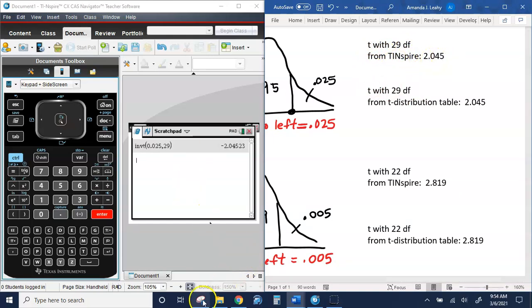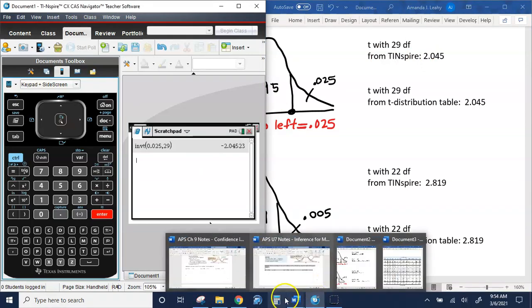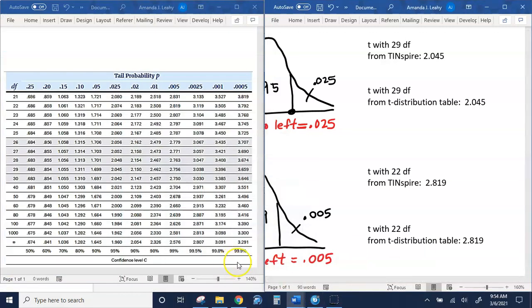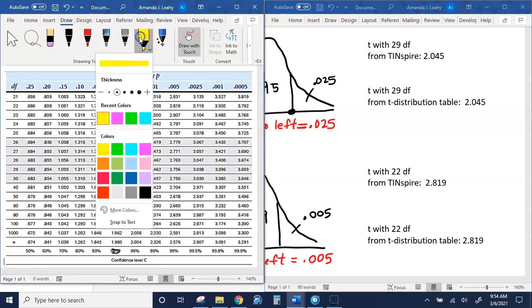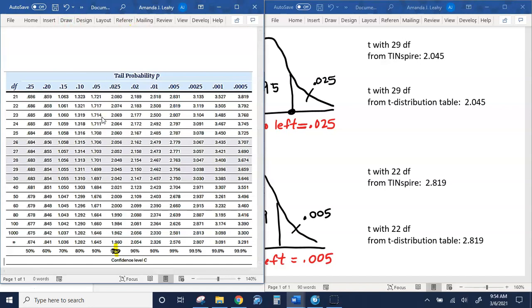If we were going to do the same thing from the T distribution table, what we would do is take the table itself, and we would locate the correct confidence level at the bottom. So on ours, that was 95%. Here is that confidence level. The next thing that I would do is locate the appropriate degrees of freedom. So here is the 95% confidence level. Degrees of freedom was 29, right? So I look, and that does correspond at 2.045.